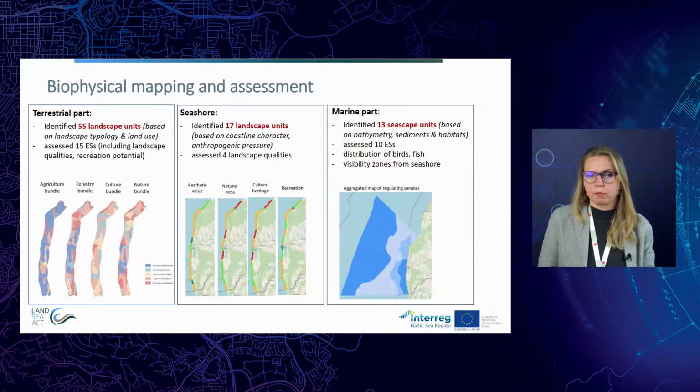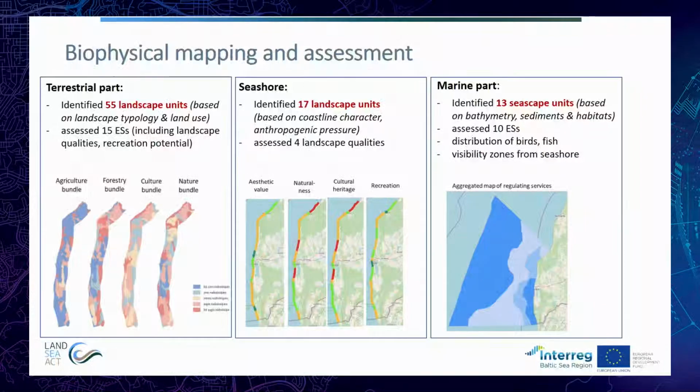First, I wanted to give a little bit of insight into this part of biophysical assessment. We organized this work in three main dimensions. In the terrestrial part, we identified 55 landscape units based on landscape topology and land uses, and assessed them in relation to the supply of 15 ecosystem services, including landscape qualities.